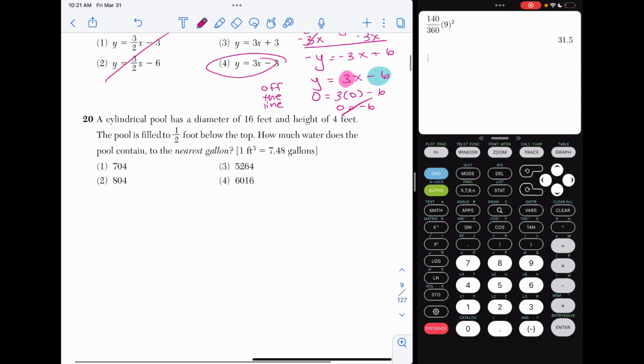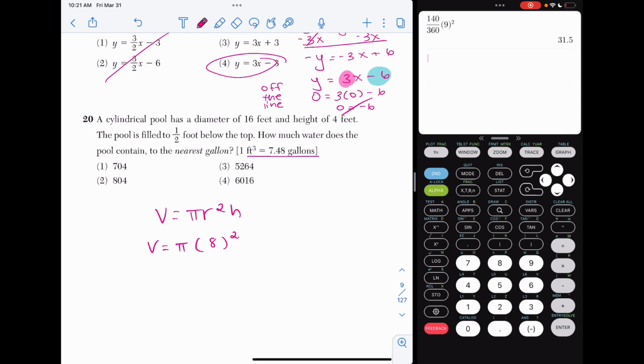All right, number 20, a cylindrical pool has a diameter of 16, a height of 4. The pool is filled to 1/2 foot below the top. How much water does the pool contain? And we are given a conversion here that we'll deal with at the end. Anytime we see volume, you go to your reference sheet and copy that volume formula. The radius is 8. Notice they're giving us that little trick in there. The diameter is 16, so have that.